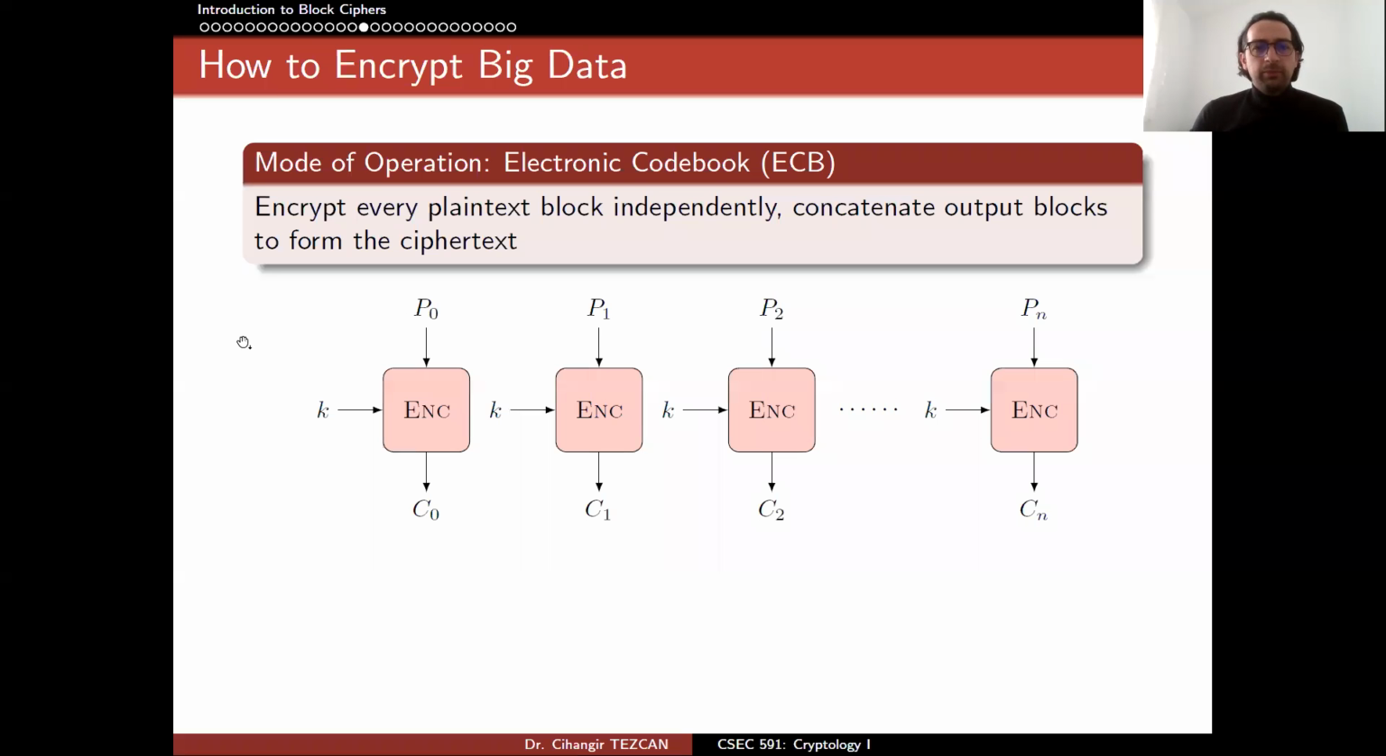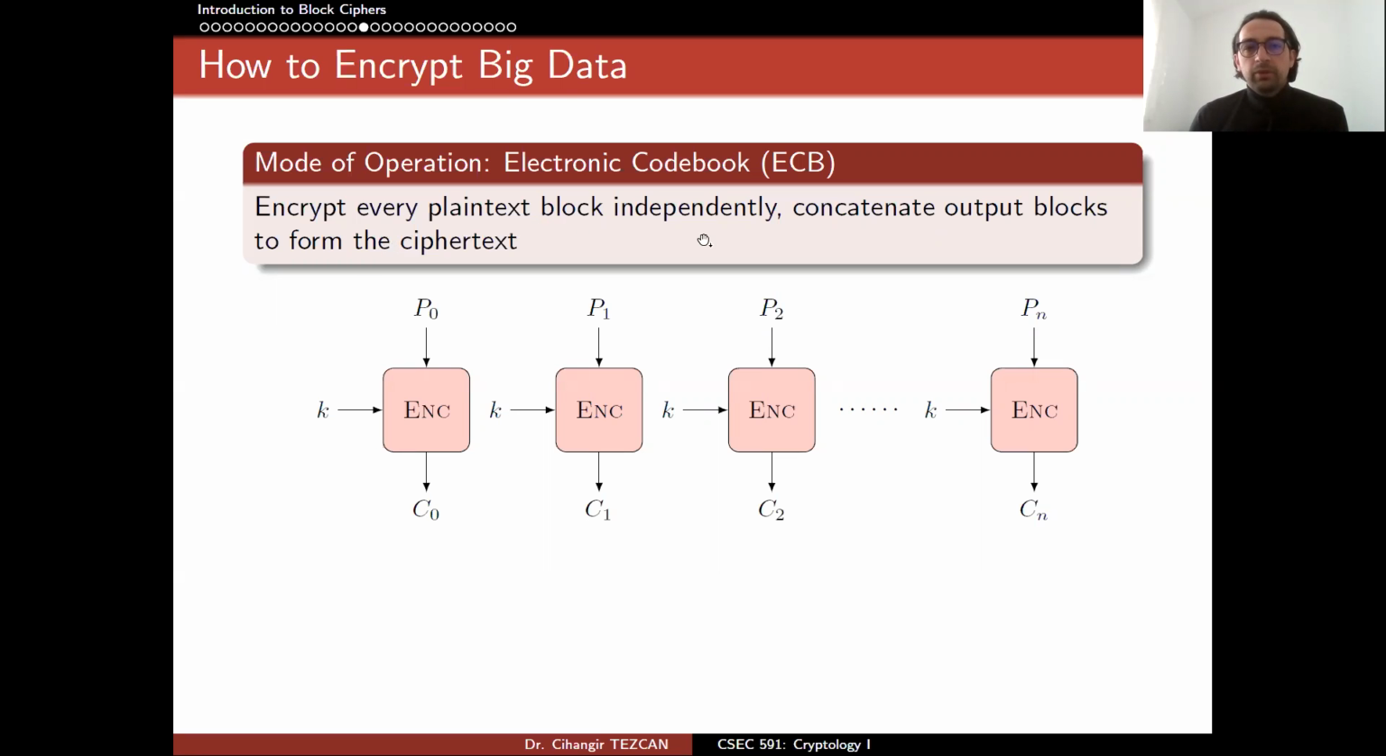So we have seen that block ciphers work on B-bit blocks. This is generally 8 bytes or 16 bytes and so on. But generally we encrypt something larger than this because our messages are not that small. So the question is, how do we encrypt big data? The easiest thing that comes to mind is shown in this picture, and this is known as the electronic codebook mode of operation.